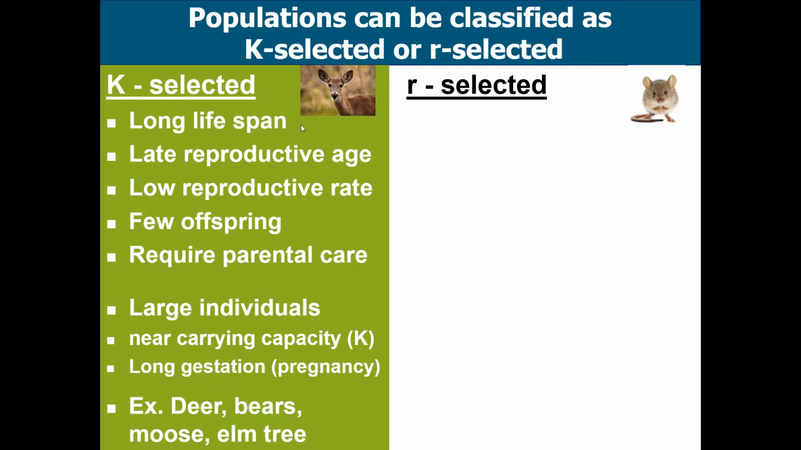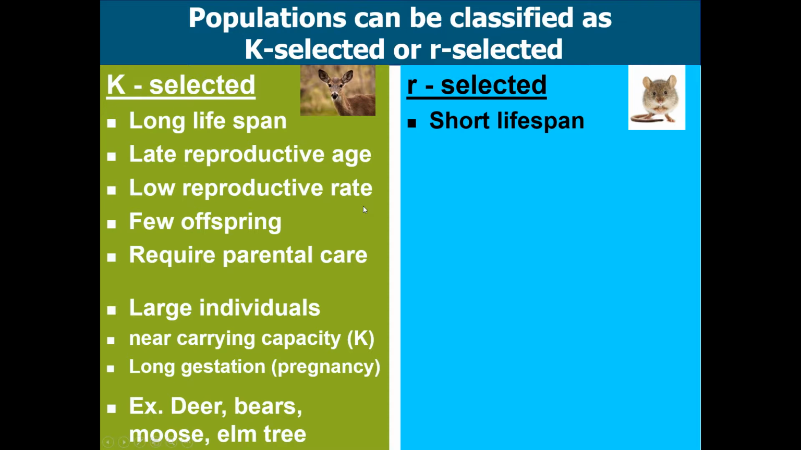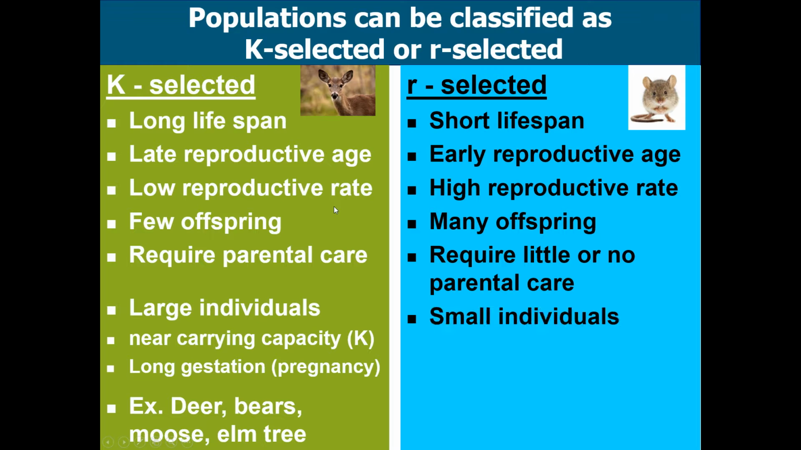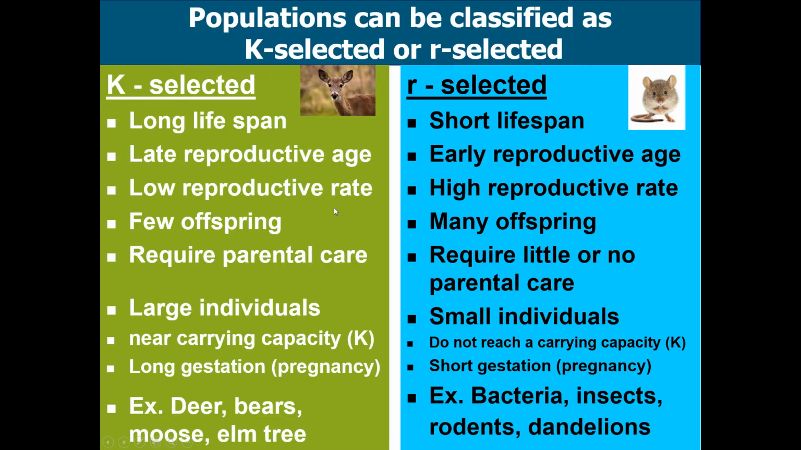Examples include deer, bears, moose, and elm tree. So it doesn't just have to be animals, it can also be plants. It's any living organism. R-selected have a short lifespan, so it's the opposite of K-selected. Early reproductive age, high reproductive rate, many offspring, require little or no parental care. They're smaller. They do not reach a carrying capacity. They have a short gestation or pregnancy. Examples include bacteria, insects, rodents, and dandelions.